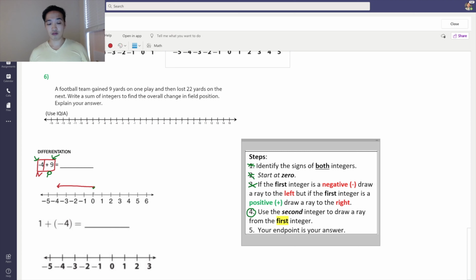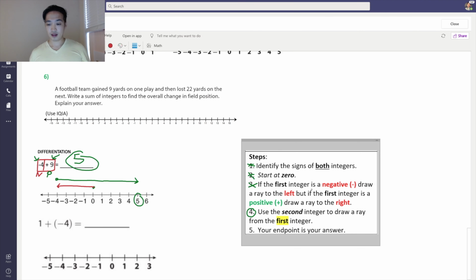Not from 0. Do not start over. Stay right here, and you're going to go 9 spaces. So let's count that: 1, 2, 3, 4, 5, 6, 7, 8, 9. As you can see, I landed on a positive 5. So therefore our answer is positive 5. You can circle it, you can box it, whatever you want.